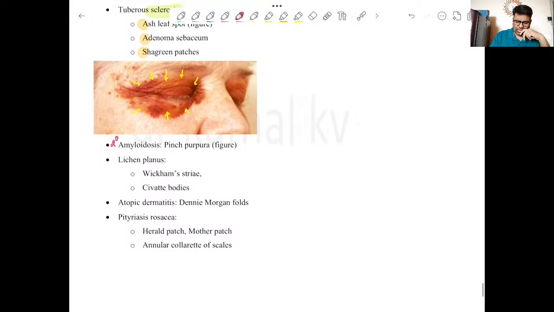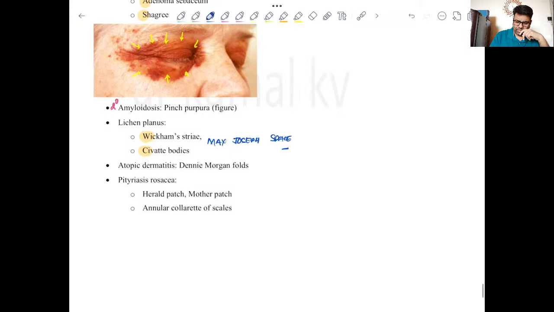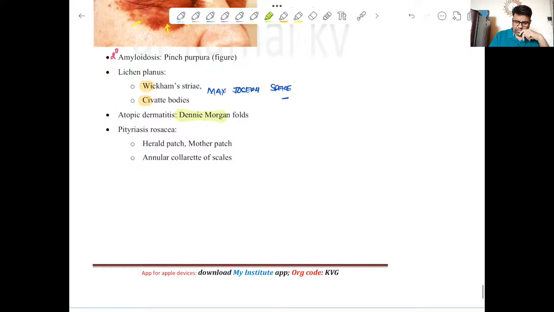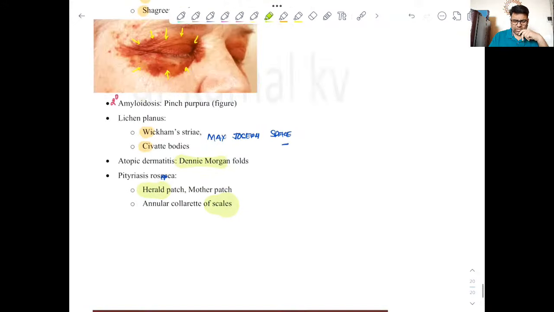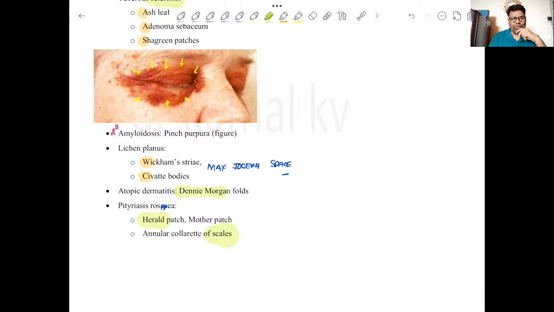Lichen planus we have already discussed. Remember Wickham striae, civatte bodies, and also Max Joseph space. Then for atopic dermatitis, please remember Dennie-Morgan fold. Pityriasis rosea, please remember herald patch or mother patch, and annular collarette of scales, right? So I think this is enough for dermatology from exam point of view, and I'm very sure you might have enjoyed the session.